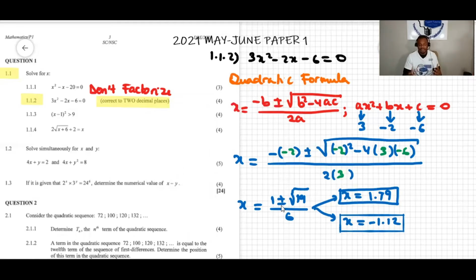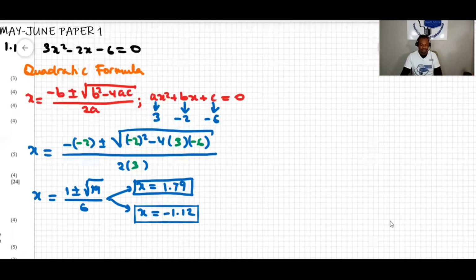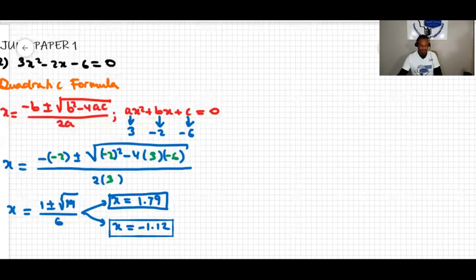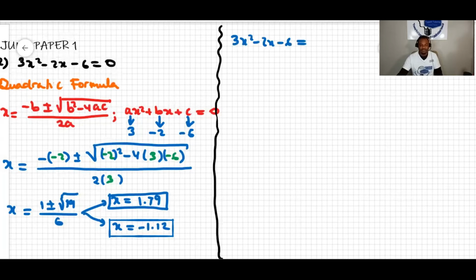Now this same question can be solved differently. Let me move it over here. So what we had was 3x squared minus 2x minus 6 equal to 0. We can solve this by using the other method called completing the square.